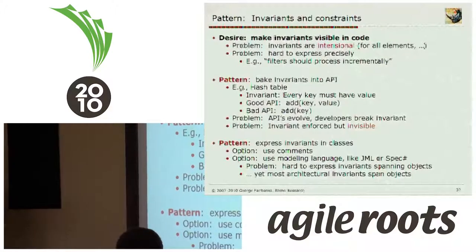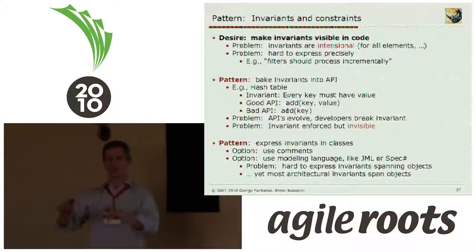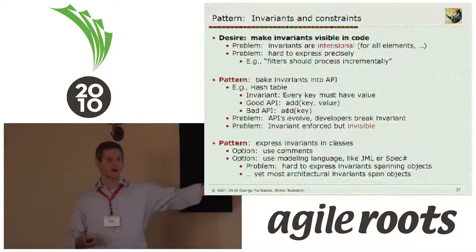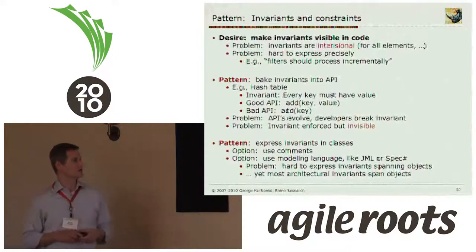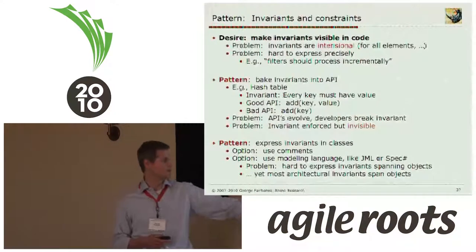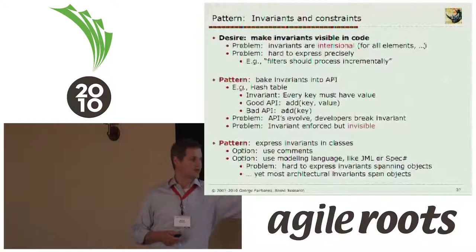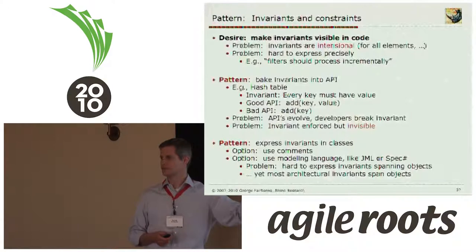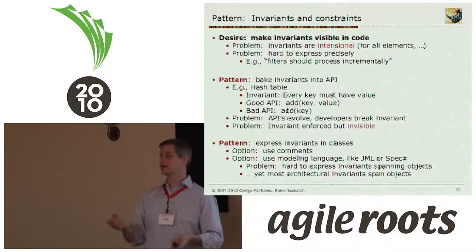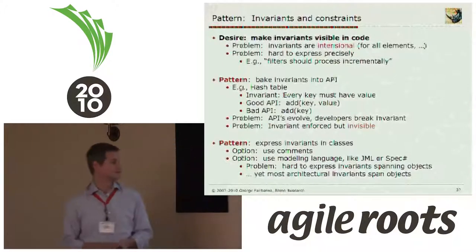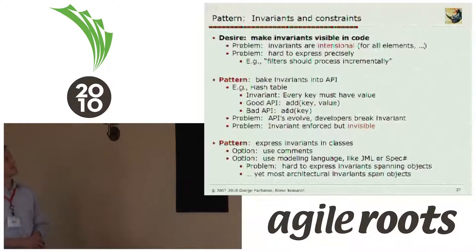Now, I'm not talking about you maintaining your own code, but you're doing the alt space and you start coding something up and you don't know that you broke the invariant. Okay, the next one is you express the invariants in the classes. You can do things like comments. There are modeling languages like JML or SpecSharp. Does anyone use those? I guess not. Okay. Another one is, as you mentioned before, use tests that are outside the code. Again, the tests tend to be specific rather than for all kind of tests, but it's certainly a lot better than nothing.